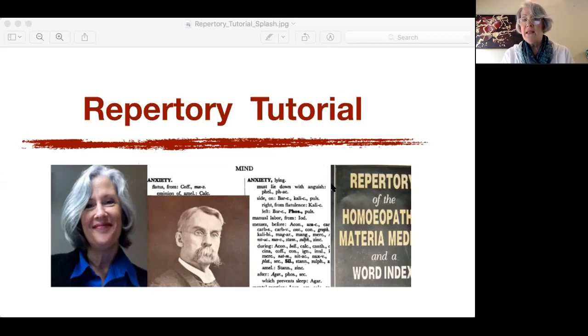Each remedy is listed along with a little footnote that says, where did we find that? Where's the materia medica reference that it is based on? And you'll notice that they're arranged in alphabetical order. We start with the A's and we end up here with sulfur.